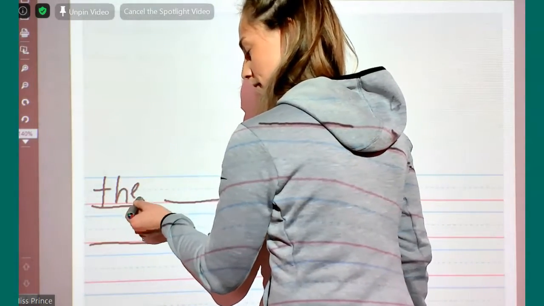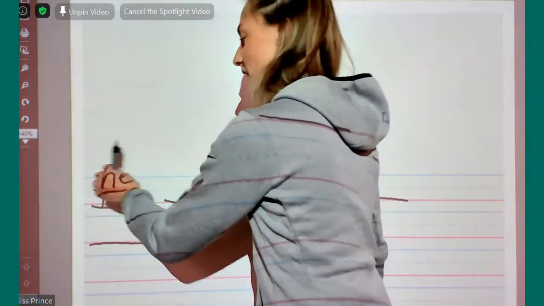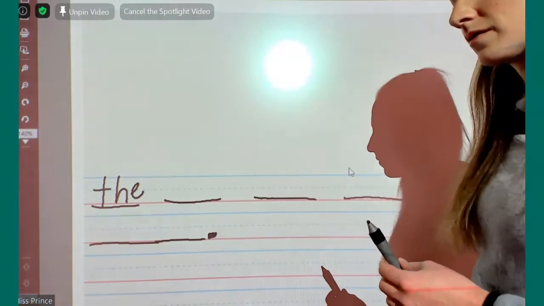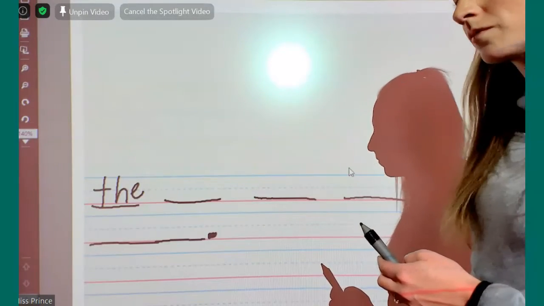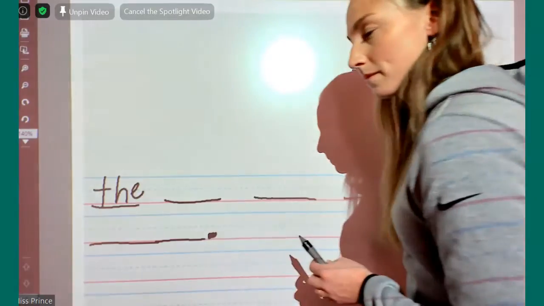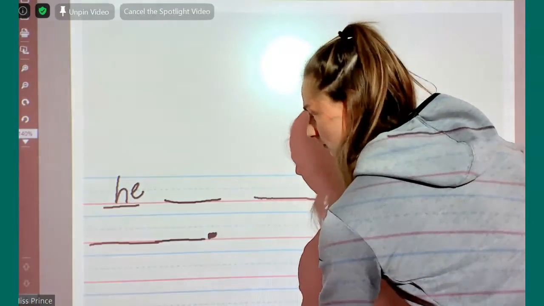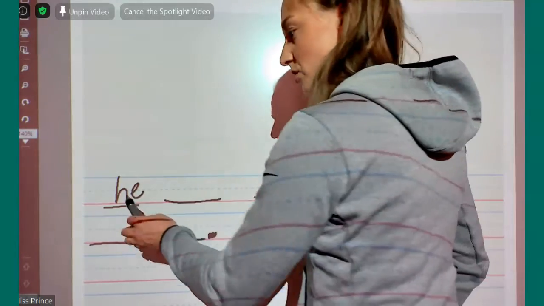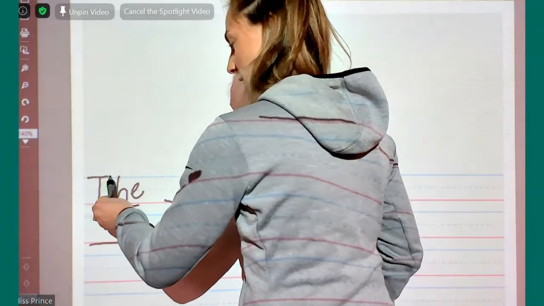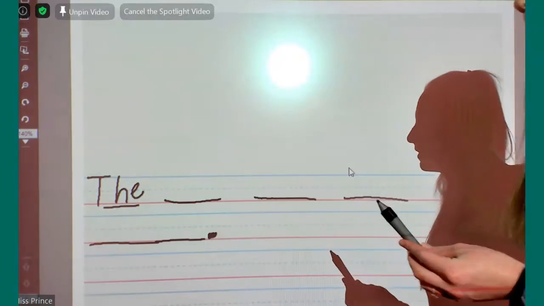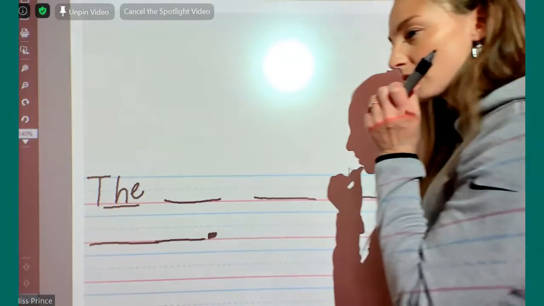T-H-E. Okay. Is there anything I need to fix up about my writing before I continue? Yes. What should I fix? The T. What's wrong with it? It's lowercase. So what should it look like? A big one. Capital T, because it's the beginning of a sentence. Okay, so when I write the dog, do I need any capital letters?